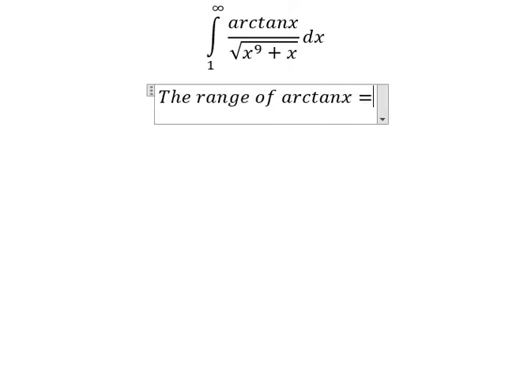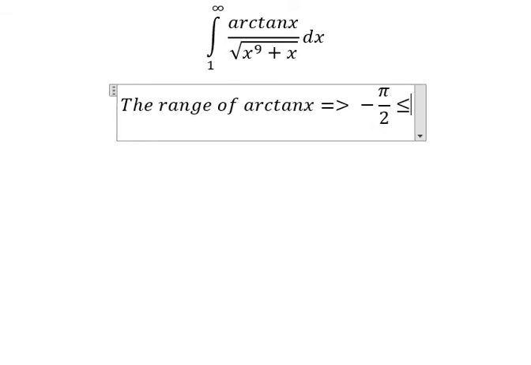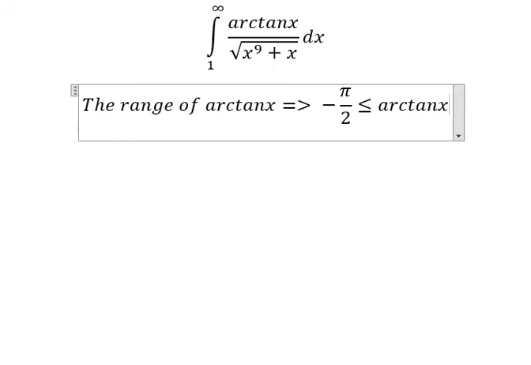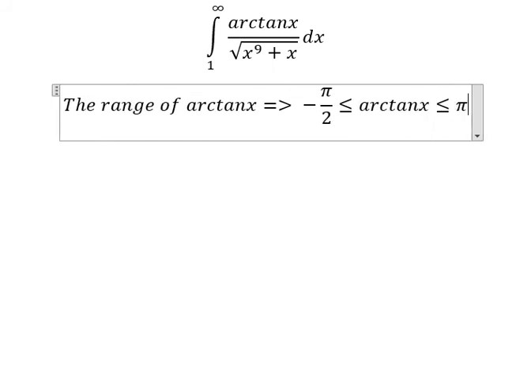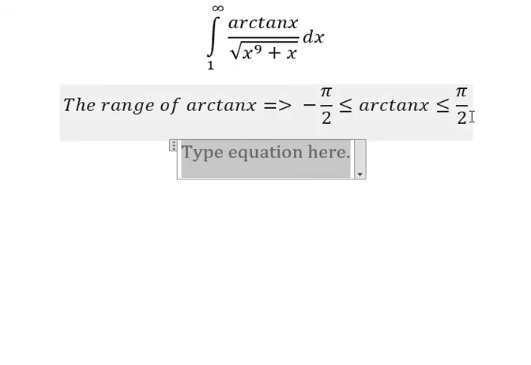We know that the range of arctan x should be from negative π over 2 to π over 2. So later we put the square root of s to the power of 9 plus s for both sides and the integration for both sides. You will have it like this.